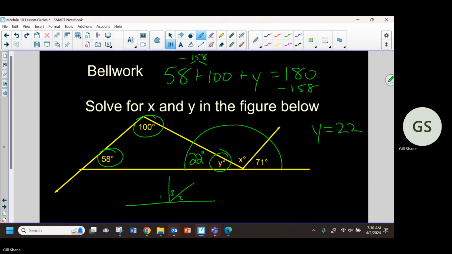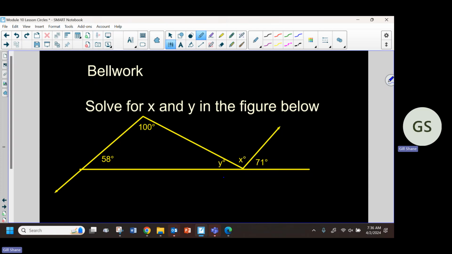Therefore, just switch to blue, I guess. That angle there, plus that angle there, plus that angle there. There are three angles there. It's getting a little cluttered. Y plus X plus 71 has to equal 180.